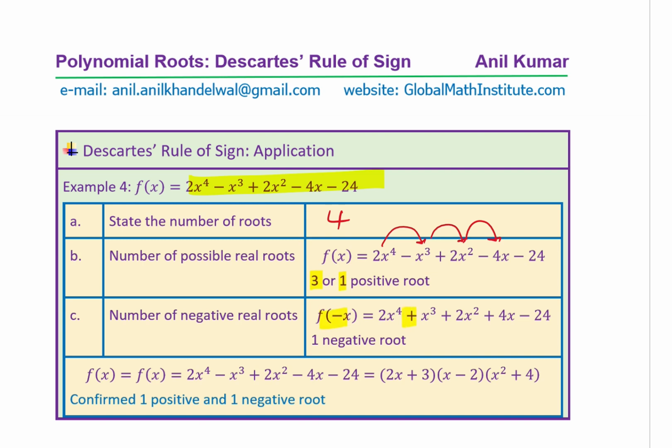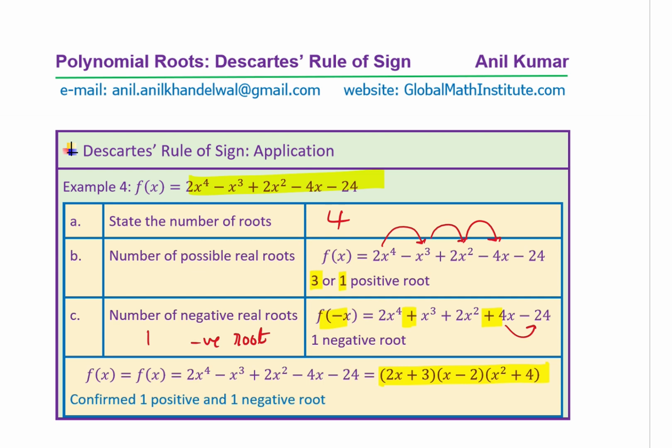For f of minus x, reverse the sign for the odd terms, right? And once we do that, let's figure out the change in sign. Well, there's only one change in sign, so for sure, one negative root. Is that clear to you? When you factor this, what you get is something like this. So I'm leaving this part to you. Apply the remainder theorem or the techniques which you have learned to factor. At least we know what the possible factors are. It is better to try.